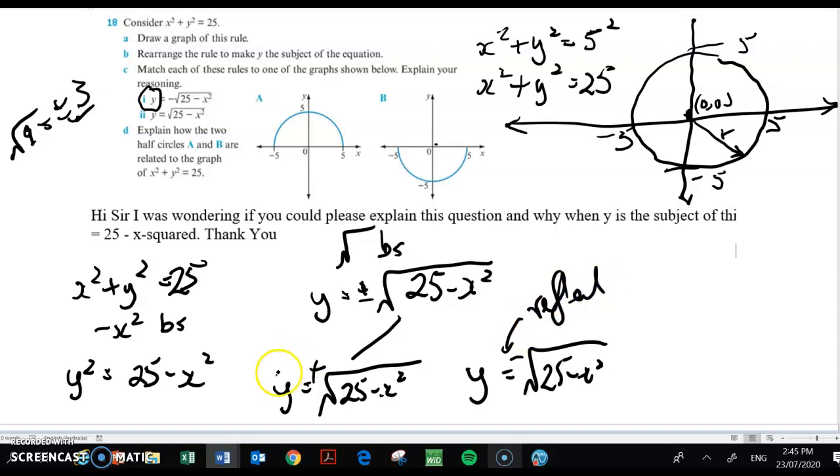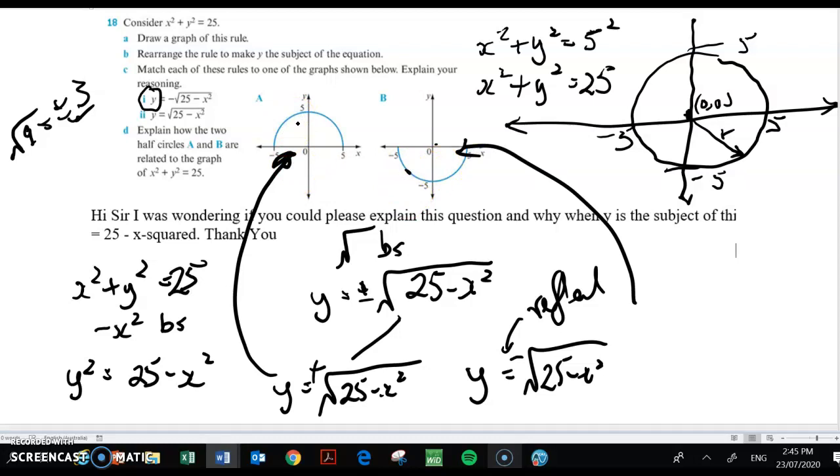And so as you can see, that's what this one is, and that's what this one is. This one is obviously a reflection of A. So B is a reflection of A. And so if you want to write the equation of a half circle, there you go.